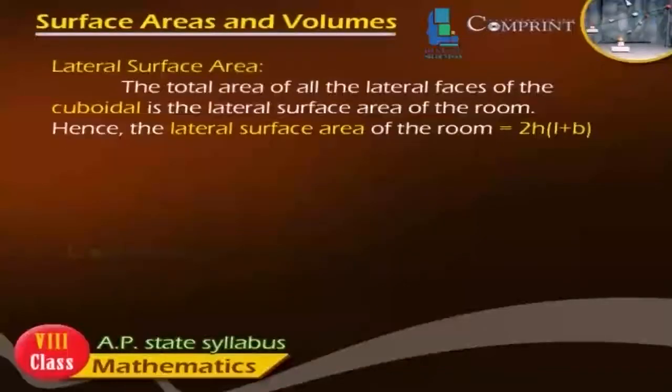Lateral surface area. The total area of all the lateral faces of the cuboid is the lateral surface area of the cuboid. Hence, the lateral surface area of the cuboid is equal to 2h into (L plus B).